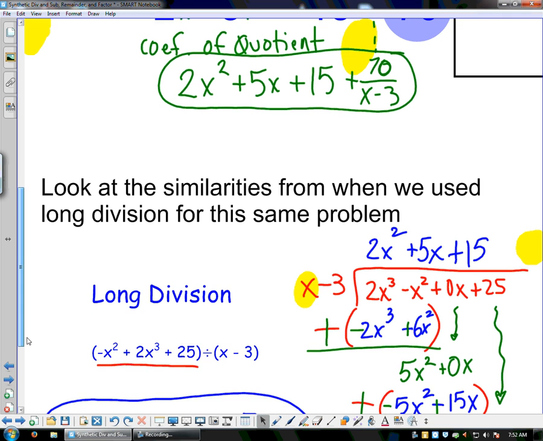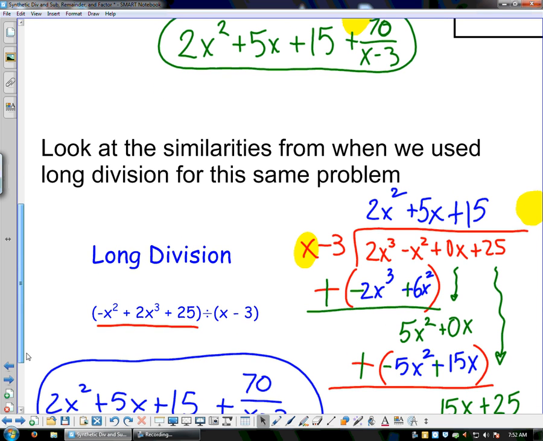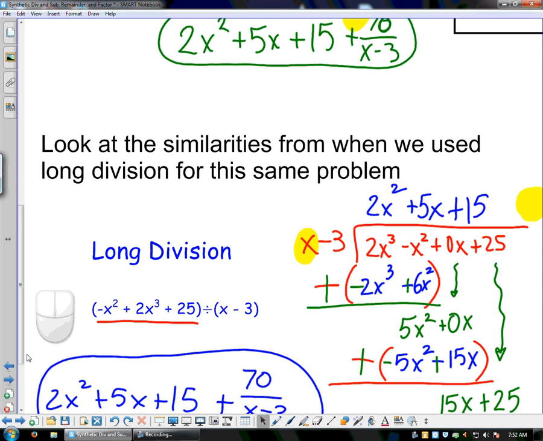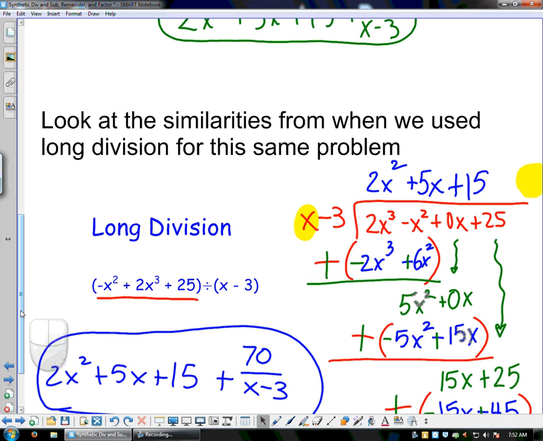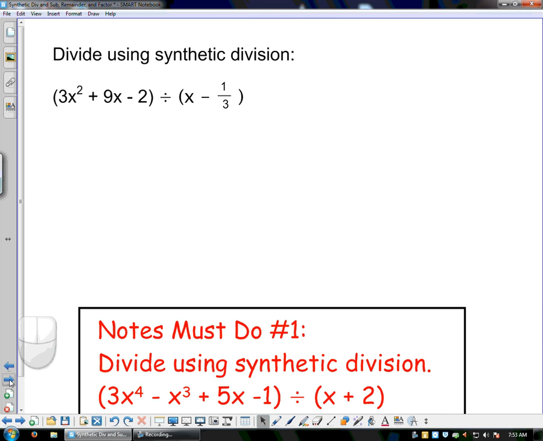Notice this, we got the same answer when we did long division. We had 2x squared plus 5x plus 15 plus a remainder of 70 over x minus 3. We got the same thing, long division and synthetic division. Right, they both will give you the same one. Remember, synthetic is just a little shortcut if you're dividing by x plus or minus a. Perfect. All right, we ready for another example? Yes. All right, let's try one more.